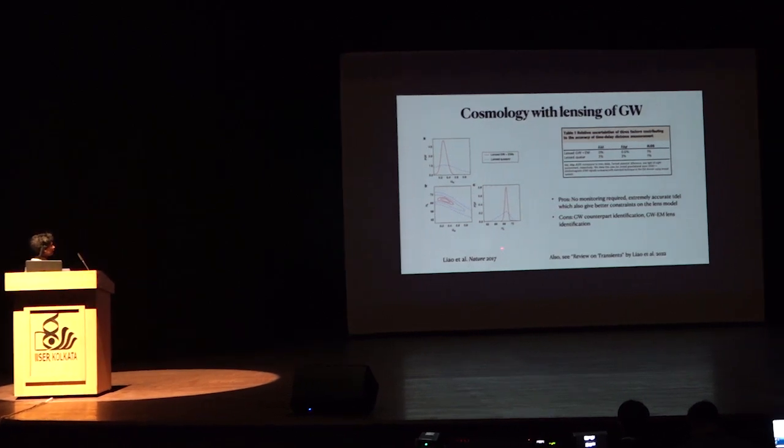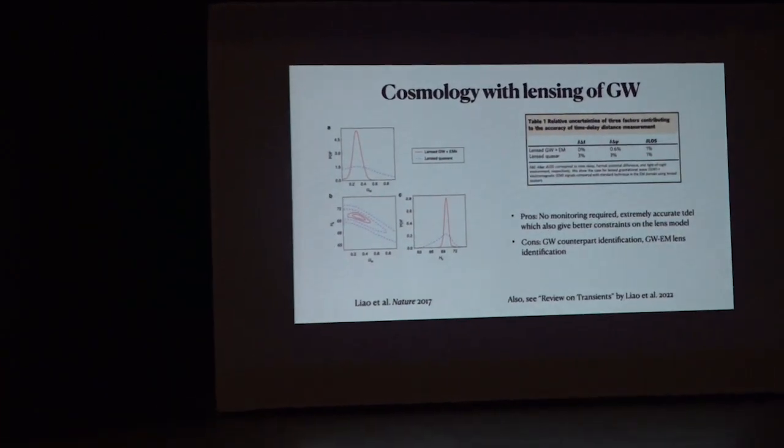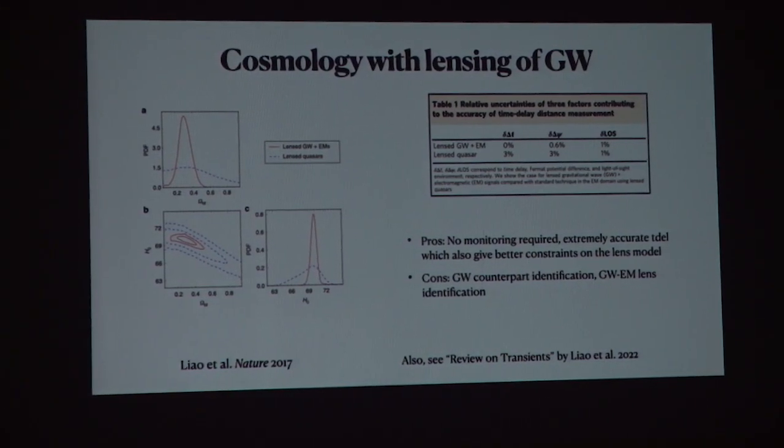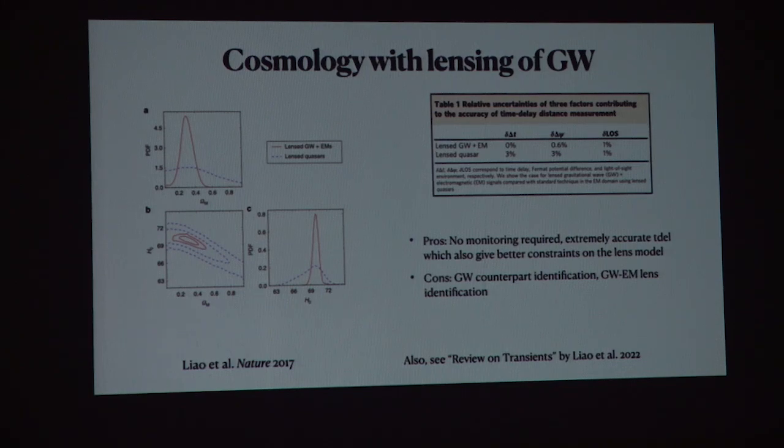There was this paper by Kai Liao in which they showed that if you have a sample of lensed gravitational waves where you have also identified their EM counterparts, then the constraints that one can get from such systems are going to be much better, even at the sub-percent level, compared to a few percent precision that is possible with time delays of lensed quasars, for example.